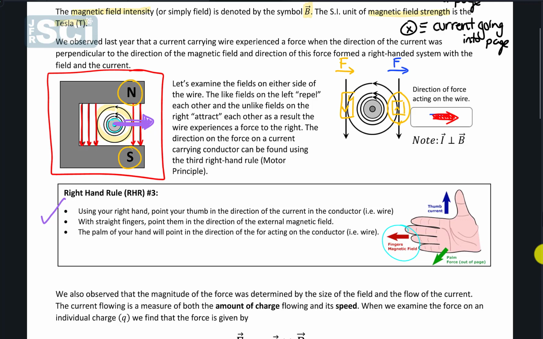Well, current in this example is just the flow of electrons.